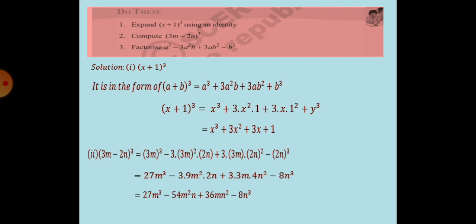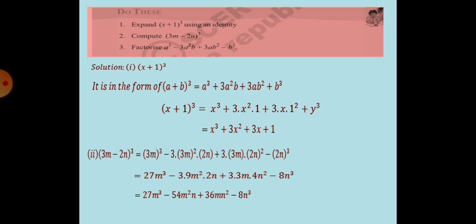Children, by mistake I have printed here y cube. You write down 1 cube. So the final answer is x cube plus 3x square plus 3x plus 1. Nobody should write y cube in the second step. Should write 1 cube, children, because y is equal to 1.